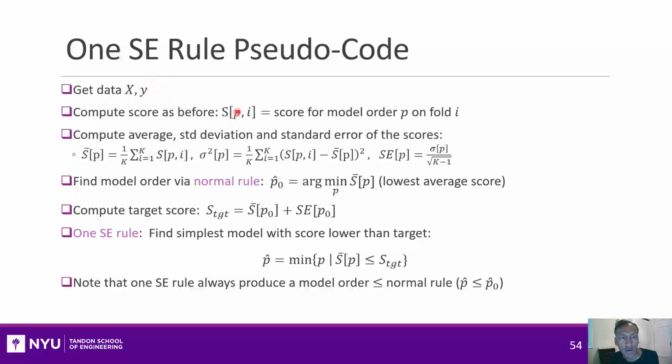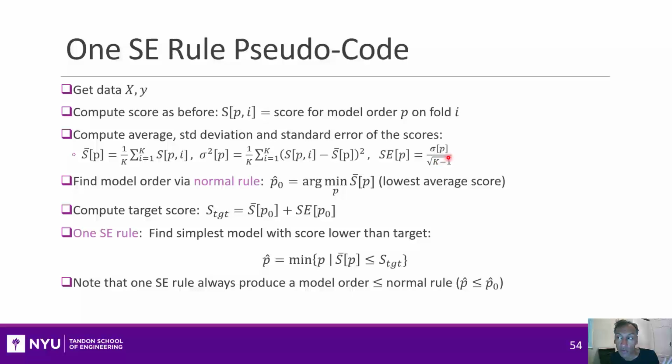And then for each model order and fold, you compute a score. This is just like we did before. So that could be, say, the RSS or whatever it is. And I'm going to compute 3 quantities. I'm going to compute the average score across the different folds, so for each model order P, I have this average score. I'm also going to compute the variance across the folds, and then I'm going to compute the standard error, which is dividing the standard deviation by the square root of the number of folds.